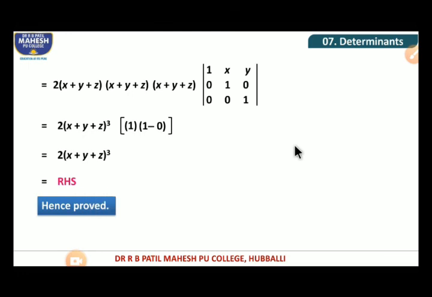Hence it is proved. So students, all these examples are very important for your annual examination. We are going to get these problems for 4 marks. So keep practicing all these problems, and I am going to solve some more examples in the next session. Okay, thank you students.